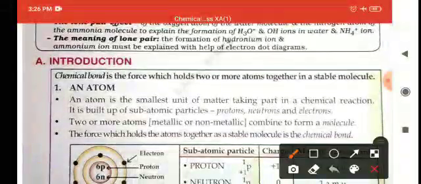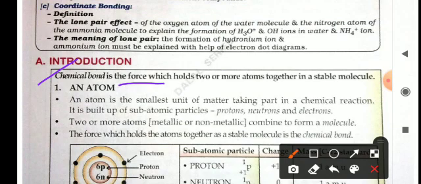So, what is a chemical bond? A chemical bond is the force which holds two or more atoms together in a stable molecule. In molecules, the elements are held together with each other, and in between them a force works. This force of attraction is basically known as a chemical bond.